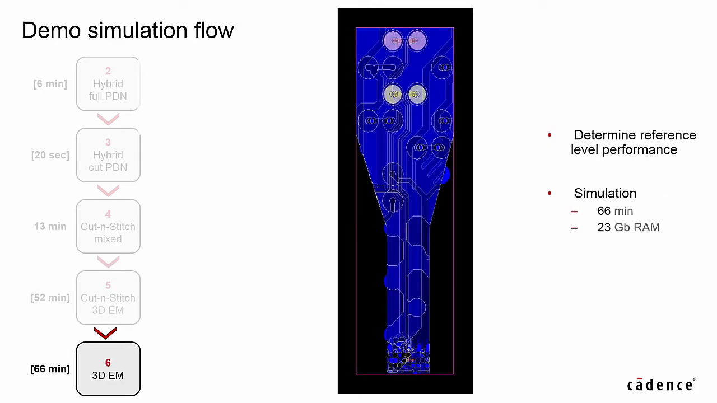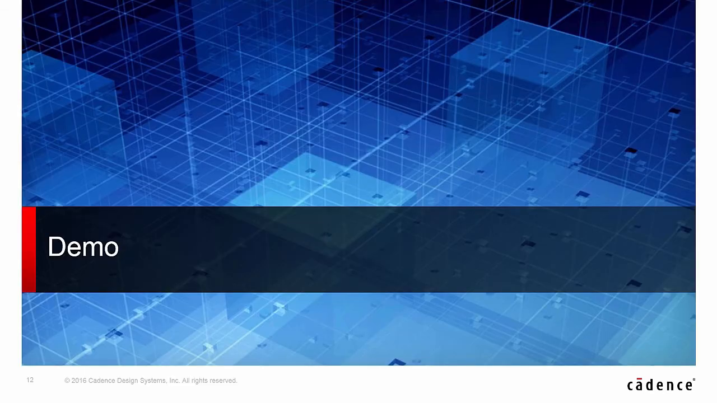Step 6. Only as a computational resource comparison, I perform a 3D simulation of the entire cut design. This simulation required about 66 minutes to complete and about twice the memory of the all 3D cut and stitch simulation. The results are extremely close to the all 3D cut and stitch results. Now, let's proceed to the demo.